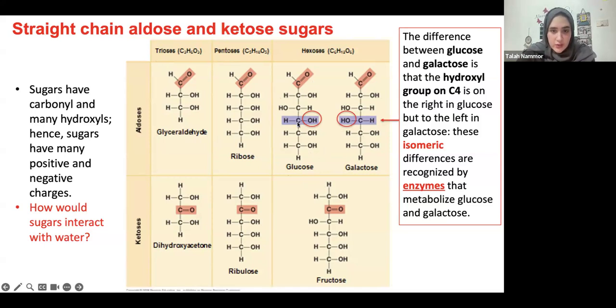So we have 1, 2, 3, 4, 5, and 6. So we have 6 carbons in both of them. And if you look at the overall structure, it kind of looks the same, right? Here we have the carbonyl group bonded to an H, so this is an aldose. And then we have HCOOH, OHCH, it's kind of the same until we reach C4.